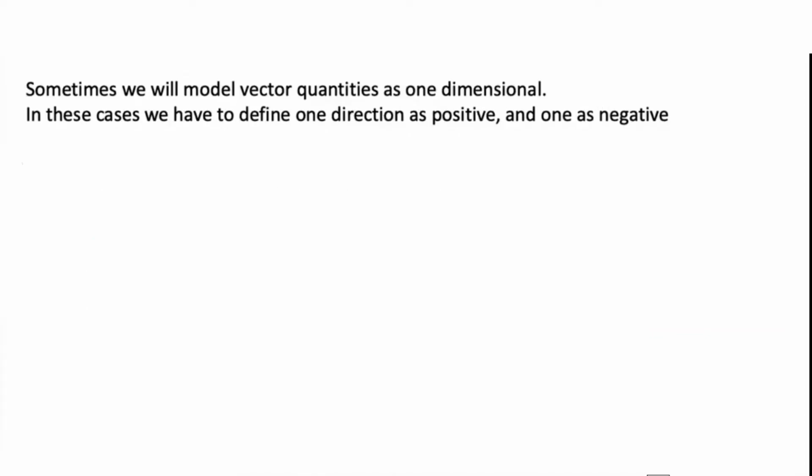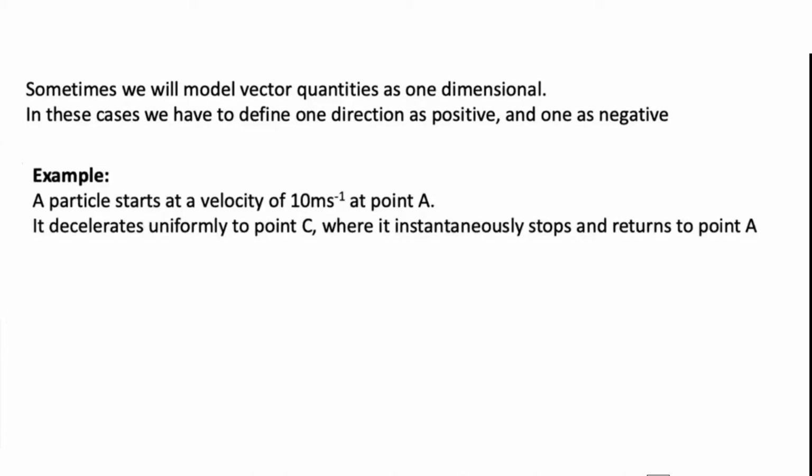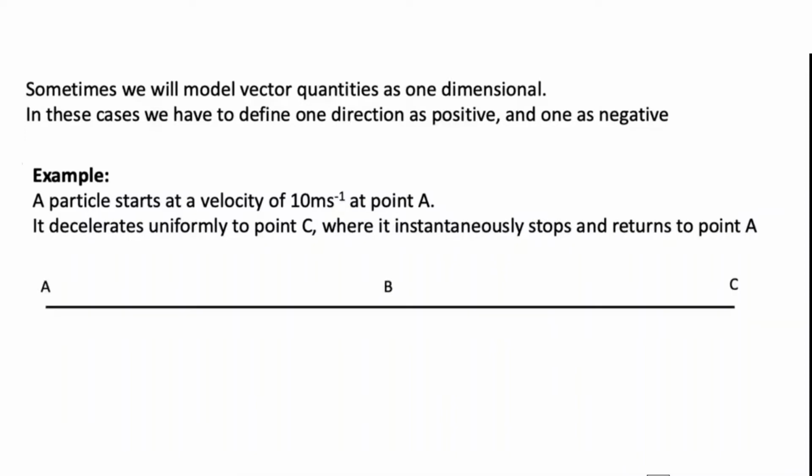Let's start with some one-dimensional vector variables in mechanics. It's always going to be important to decide on a positive direction, and then we'll measure everything in comparison to the positive direction. In this example, we've been told that a particle starts at a velocity of 10 meters per second at point A. It decelerates uniformly to point C, where it instantaneously stops and returns to point A.